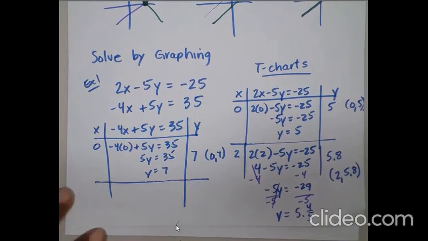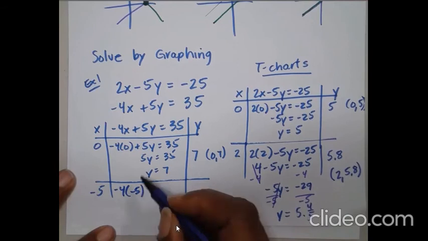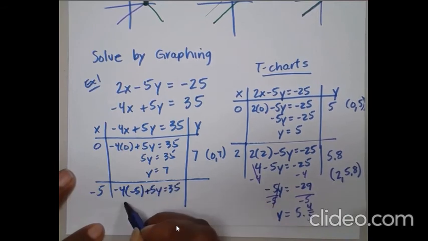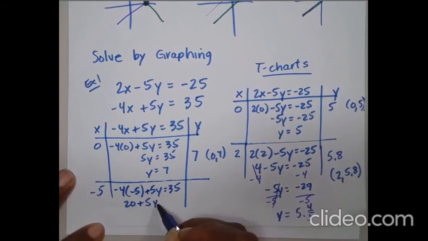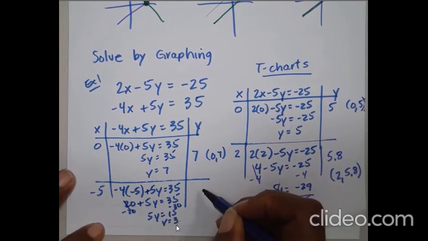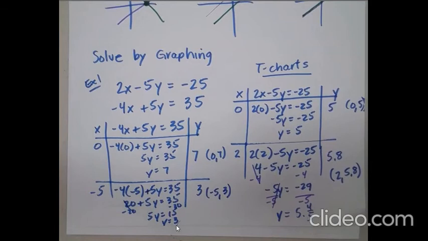Then let's pick -5. I just randomly picked the number, so it doesn't matter what you choose. We have 20 plus 5y equals 35. Subtract 20 from both sides. You have 5y equals 15, so y equals 3. So this point here is (-5, 3).